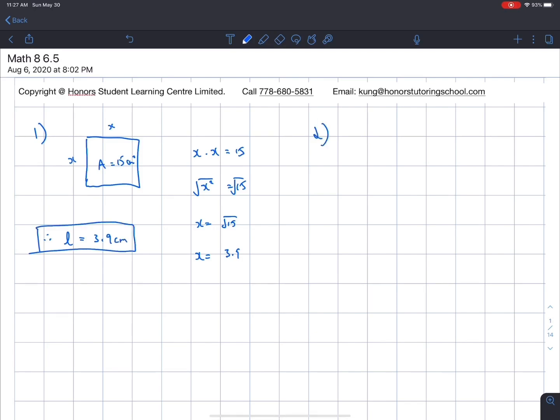Question 2. We have a rectangle that has a width of 30 millimeters and a length of 50 millimeters. What is the length of the diagonal of the rectangle? This is the diagonal. I can call that D for diagonal. I'll put the 50 here. So now you can say that we have a right triangle. We have 50 squared plus 30 squared equals D squared.